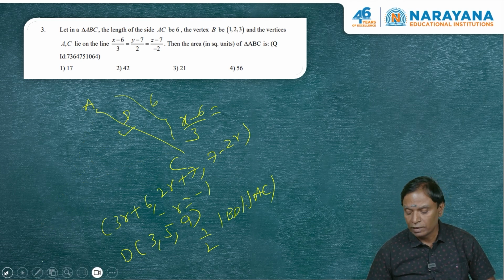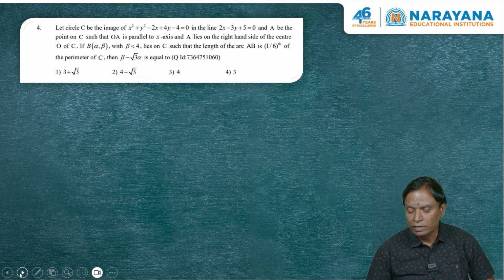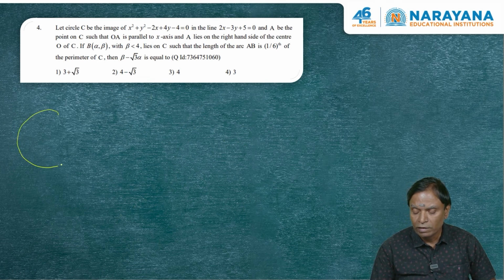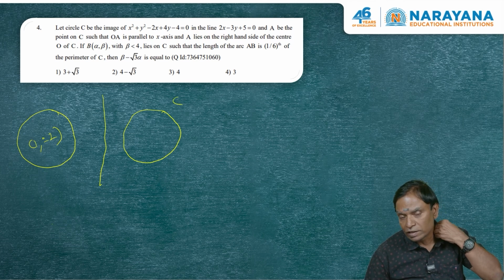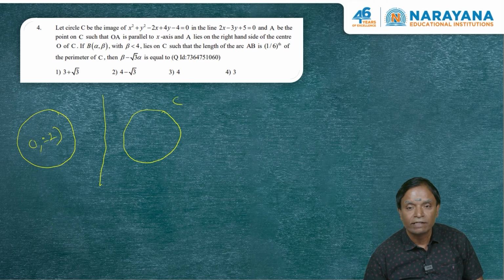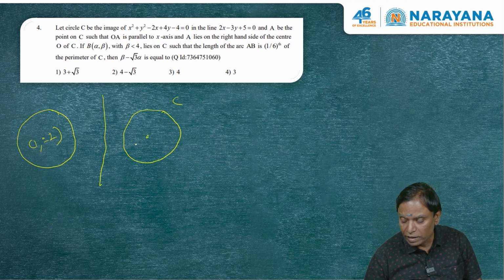Now let us go to the next question. You are given C is the image of the given circle with respect to the line 2x minus 3y plus 5 is equal to 0. The center of the circle is (1, minus 2). Now we can get the equation of the circle C. The radius of the first circle is 3. The radius of the second circle is also 3. The reflection of (1, minus 2) with respect to the given line is nothing but (minus 3, 4). So the center of the circle C is (minus 3, 4).